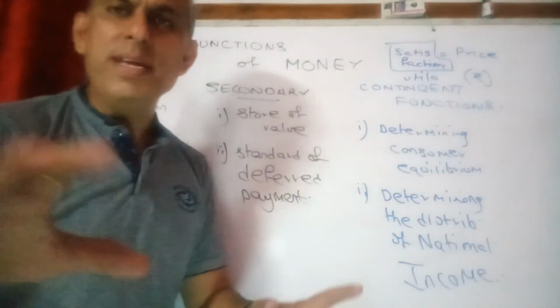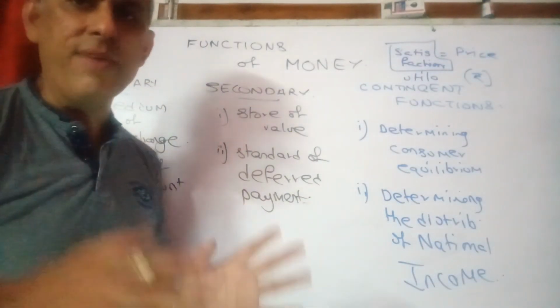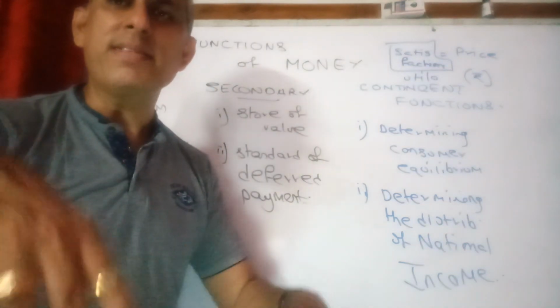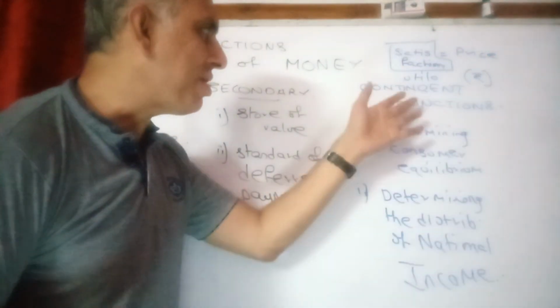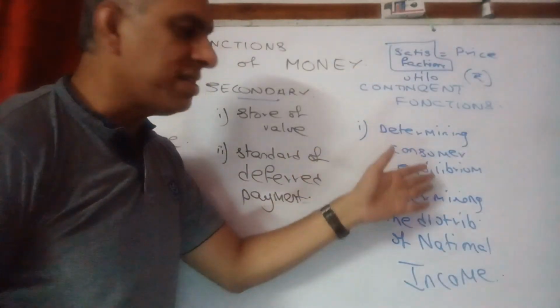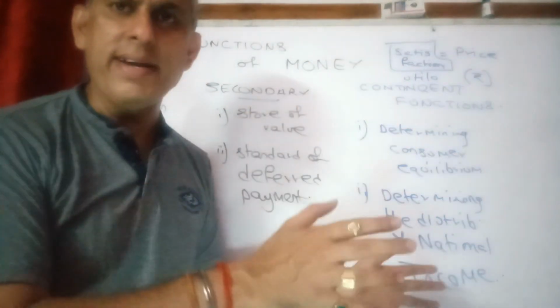So, primary and secondary function in black, naturally very, very important. But if in an exam on a bad hair day you are asked a question that contingent function explain, then you can make it a good hair day.